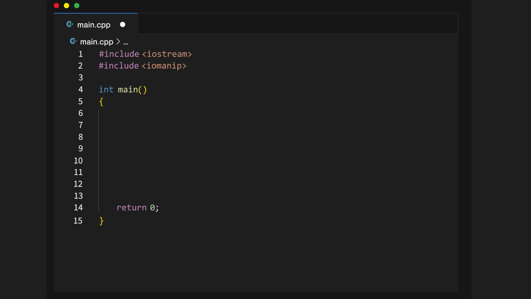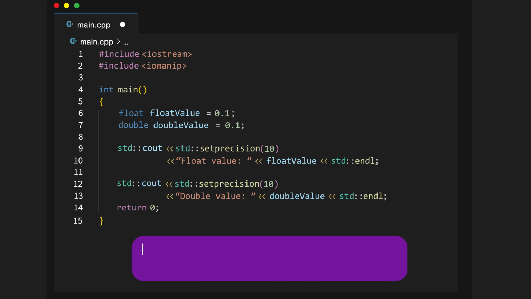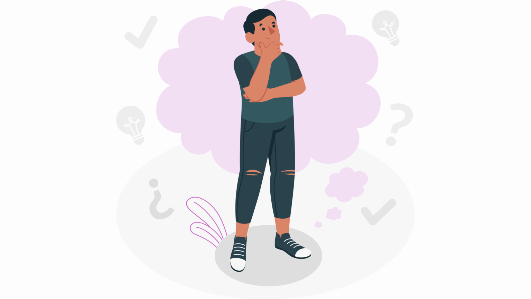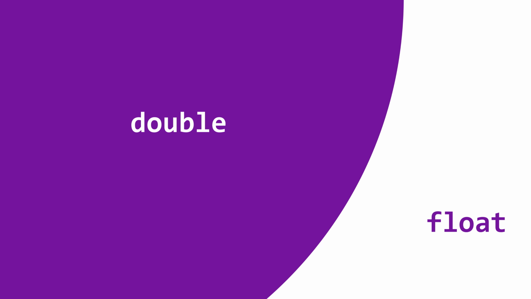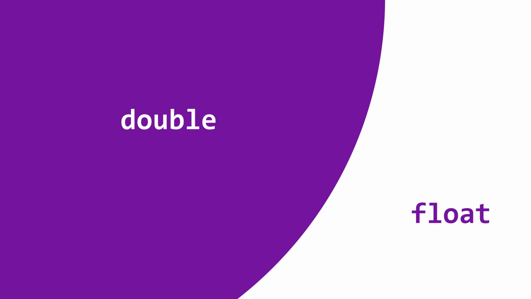Let's see a quick example of how float and double differ in practice. In this example, we've stored the value 0.1 in both float and double. Notice how the float version might show some unexpected digits, while the double version is more precise. When choosing between float and double, consider both the memory constraints and the precision requirements of your application. For general use, double is often a safer choice because of its higher precision, but in performance-critical applications like graphics, float may be more appropriate.